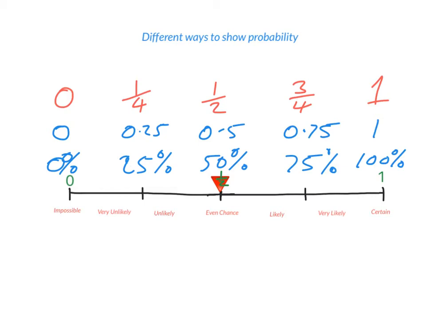Other events might be very unlikely, like winning the lottery, for example, whereas it's very likely that we're going to have some rainfall in the next year.